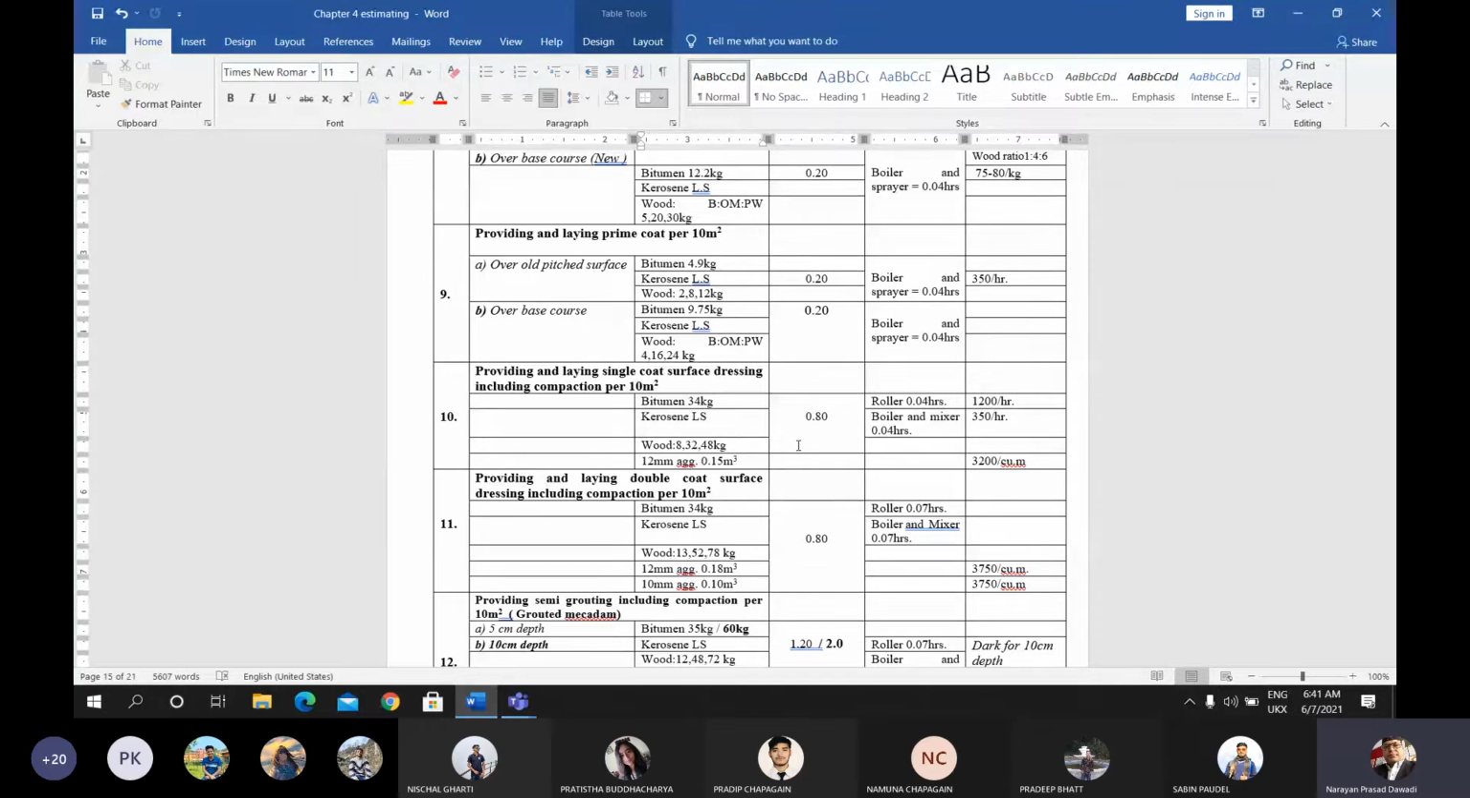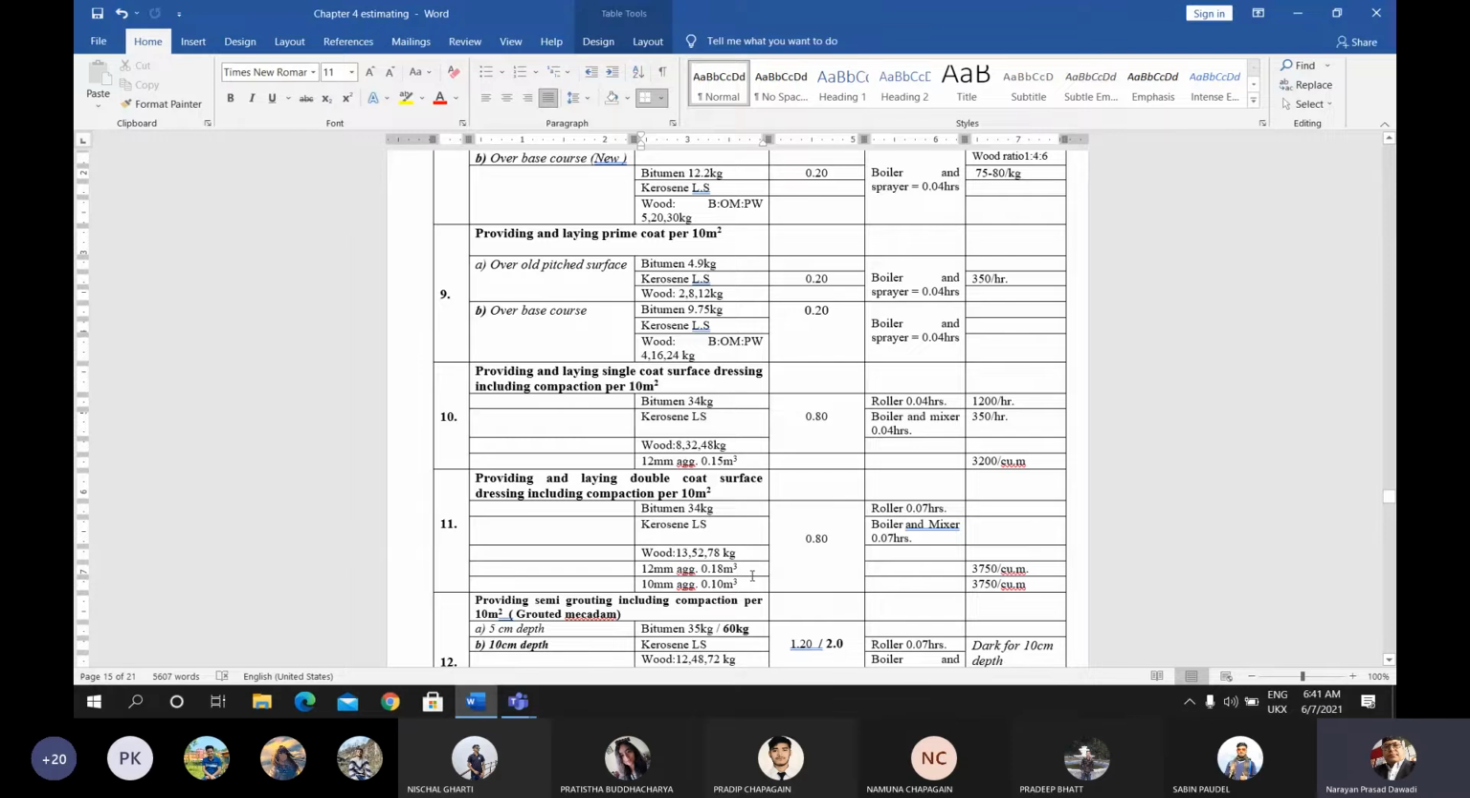The spreading of the material, that is the bituminous concrete, is done after mixing the bitumen and the coarse aggregate, and that is laid over the surface. This can be done in a single layer, or this can be done in a double layer.